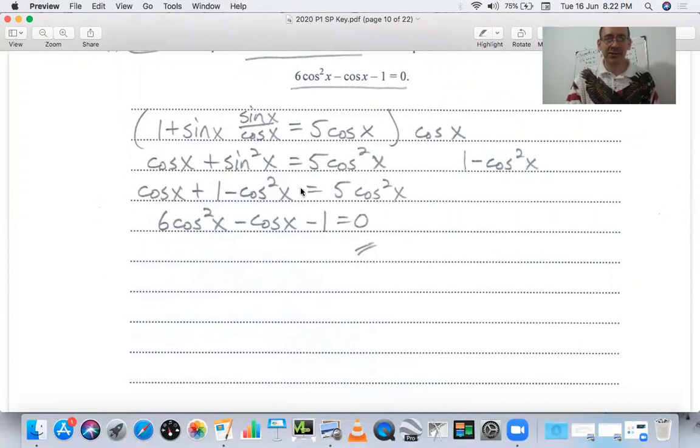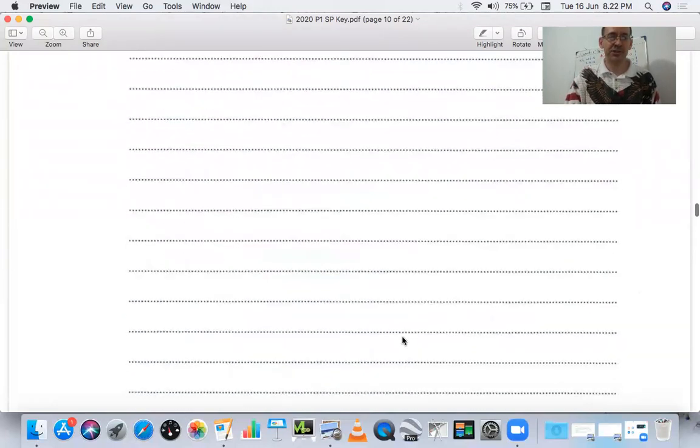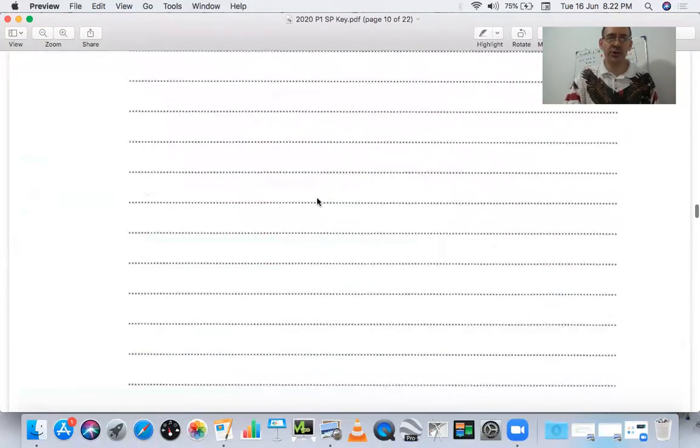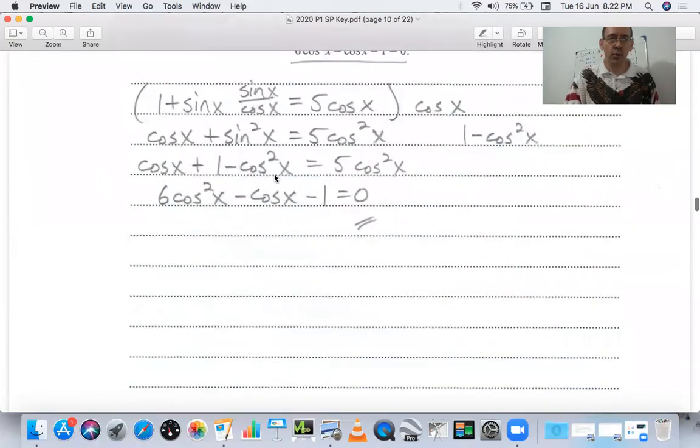So when we add cosine squared over to the right, we get 6 cosine squared. Subtract the cosine x gives us negative cosine x, and subtract the 1 gives us minus 1. And now our equation is equal to the equation that they asked for. So we showed it. Now we see another hence, meaning it's linked. So instead of starting with our original equation, we're going to start with what we ended up with, this quadratic here.